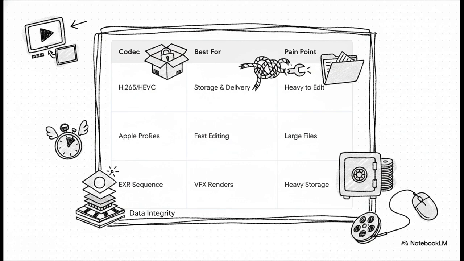So let's put this all into a super practical cheat sheet. You've got something like H.265 or HEVC, which is fantastic for making tiny files for streaming, but it is an absolute monster to edit. Then you've got Apple ProRes, which creates much larger files, but it's smooth as butter on your timeline. Your computer will thank you. And then EXR is king for VFX work, where safety and data are everything.